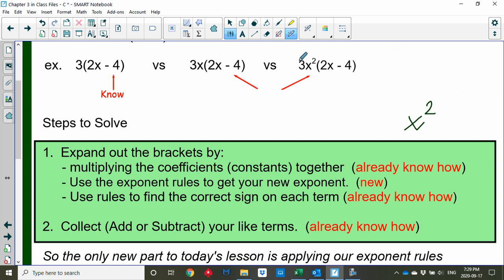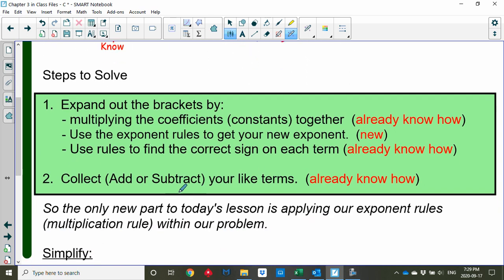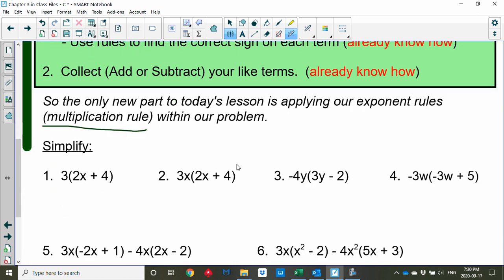12x. Here we get 6x cubed, 3 of them, x squared times x to the power of 1. We add them, we get x to the power of 3, x cubed. And then we get 12x squared. Then we use our rules to find the sign. If it's a positive out front, everything stays the same. If it's a negative out front, everything changes. And then just add or subtract your like terms. So copy this out. And the only new part of today's lesson is applying our exponent rules, and in particular, the multiplication rule of adding our powers. So once you get this copied out, let's go through a couple examples here.